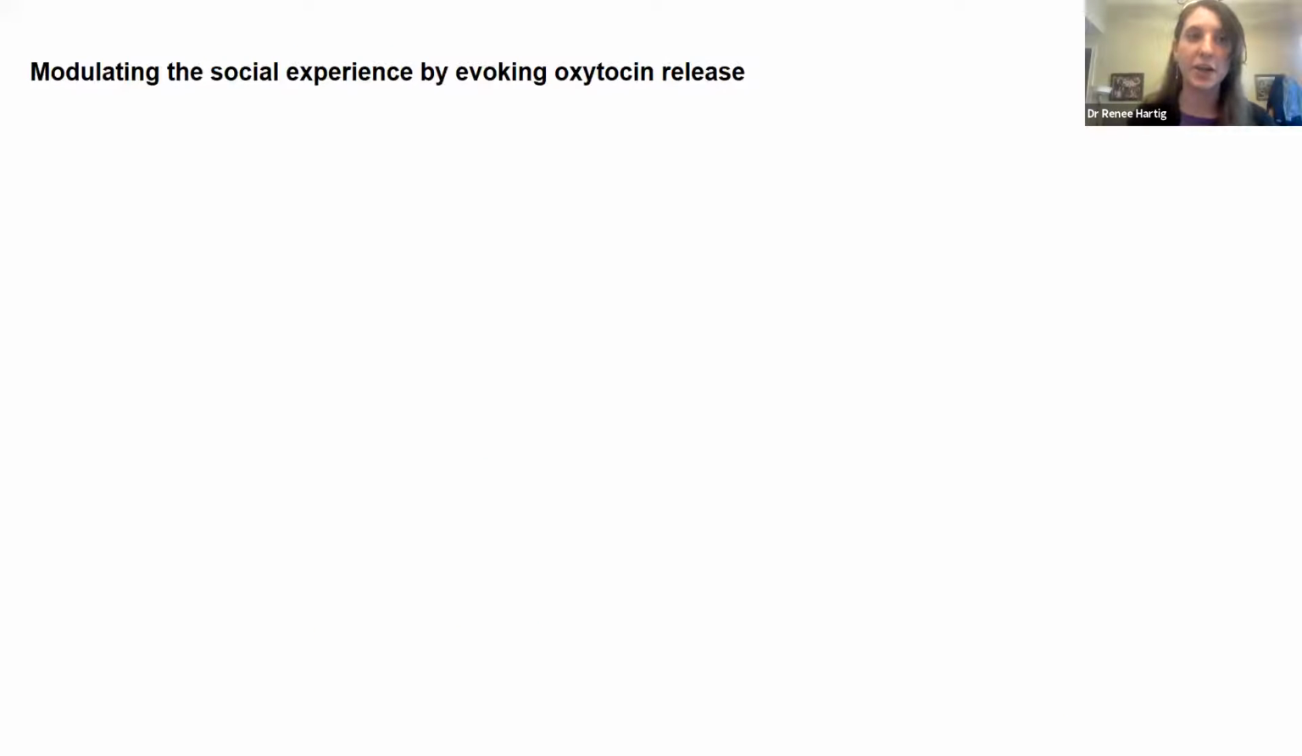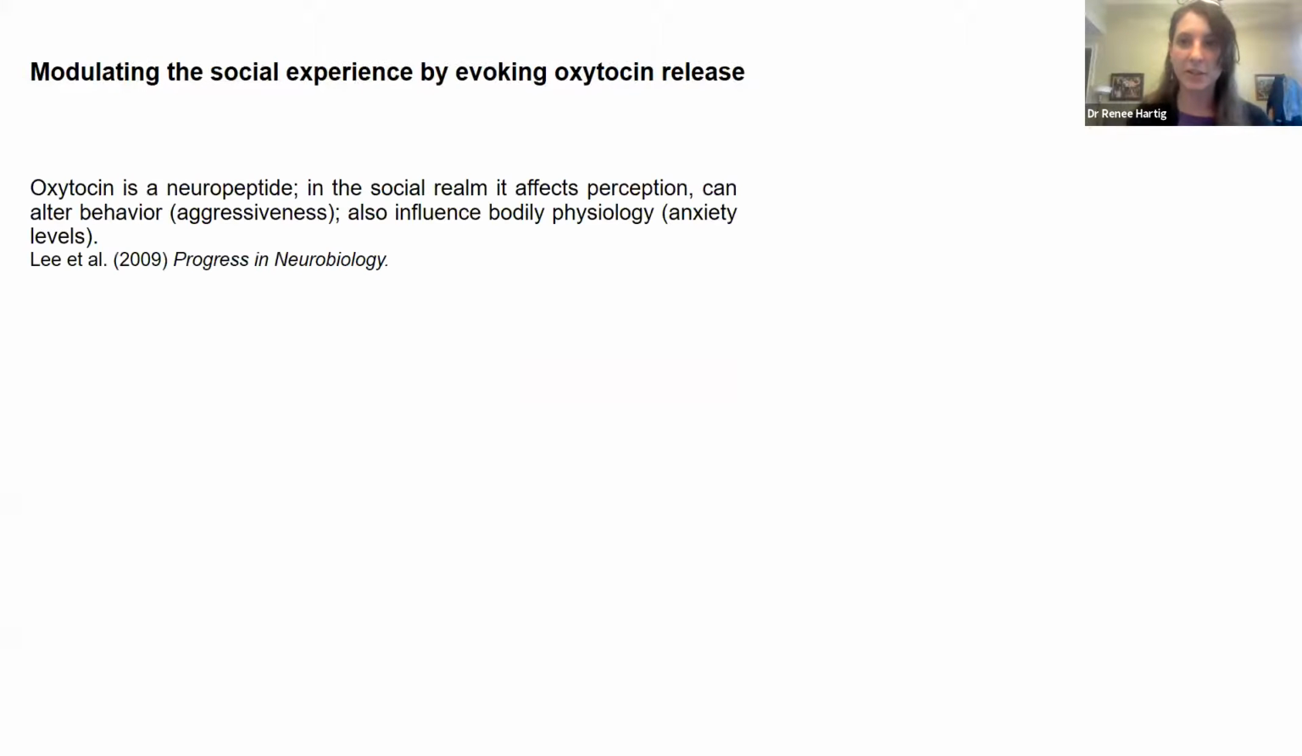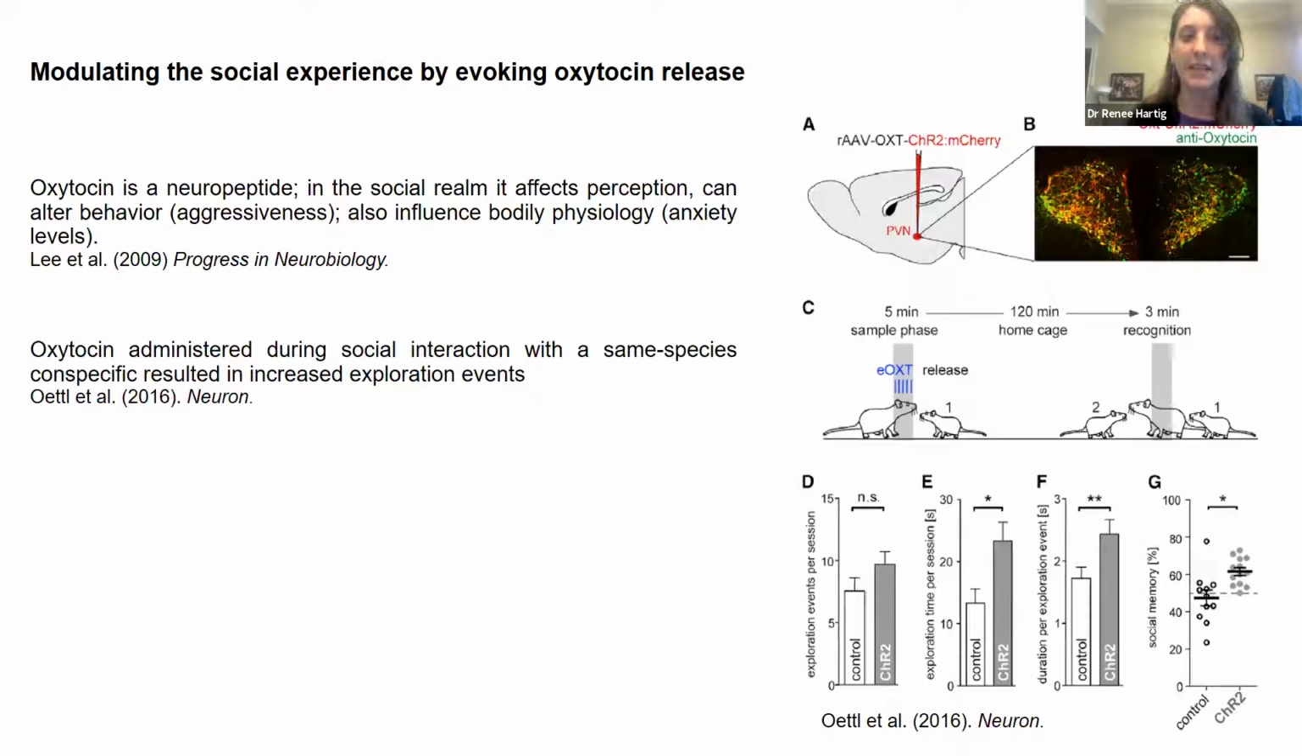And now we wanted to know, what if we modulated the social experience by evoking oxytocin release? So oxytocin is a neuropeptide. In the social realm, it affects perception, it can alter behavior, and also influence bodily physiology, such as anxiety levels. Oxytocin administered during social interaction with the same species, conspecific, resulted in increased exploration events. This was found by Otto et al. in the lab of Wolfgang Kelsch, where I'm also conducting my postdoctoral research.